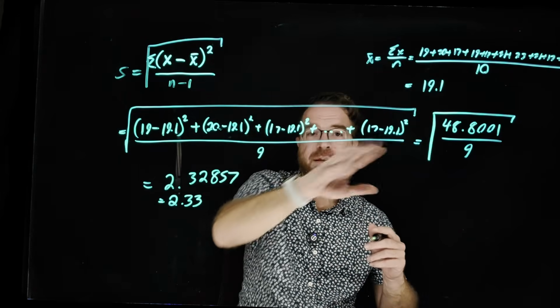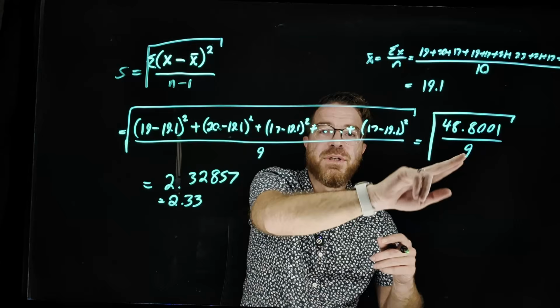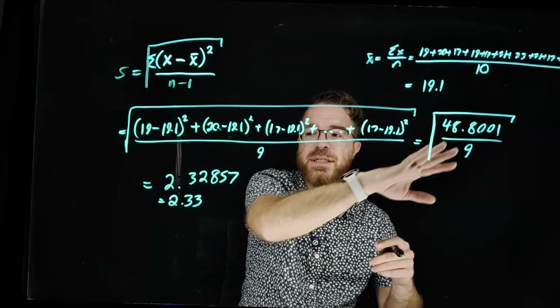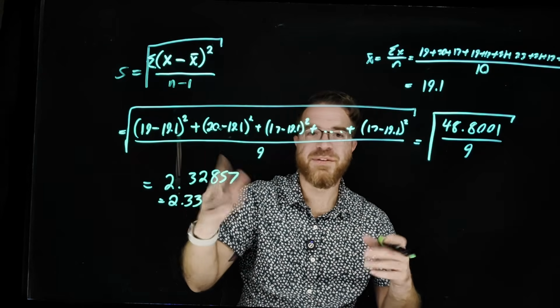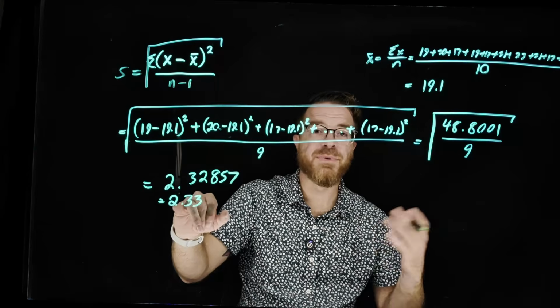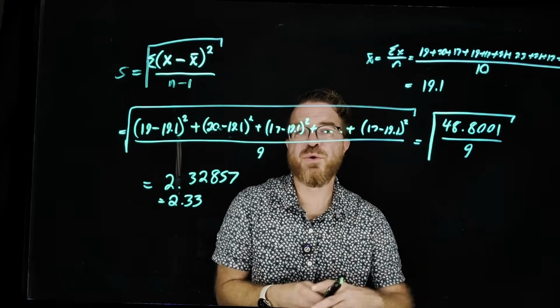Then, underneath the square root, you would take that value, divide it by 9, and then take the square root of the entire thing to get this value, if you're using your calculator, in which case we would then just round to 2 decimal places, we get 2.33.